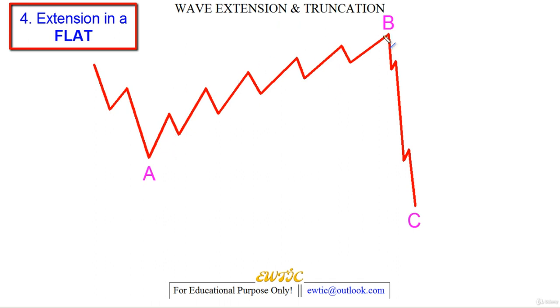Wave B of an expanded or even a running flat extends, right? Sometimes it extends in size. The size of wave B is much bigger than wave A, and other times it extends in the duration. I mean, the time taken by wave B is much longer than the time taken by wave A, right? And what happens after wave B? As a guideline, you see a sharp and fast move, that is wave C of the flat, and it consists of 5 waves, right? So this is an example of a flat.